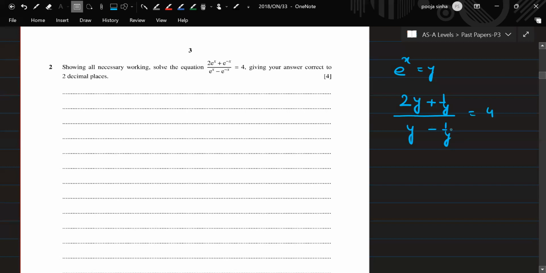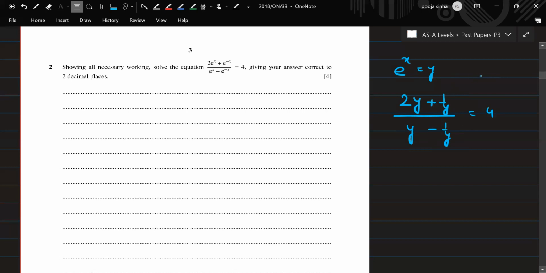Equals to 4. यहाँ से y वैल्यू निकल जाएगी हमारी, right? You will get 2y values. Yes, 2y values, correct. And whatever you get, then you put it as e raised to power x is equal to that value.